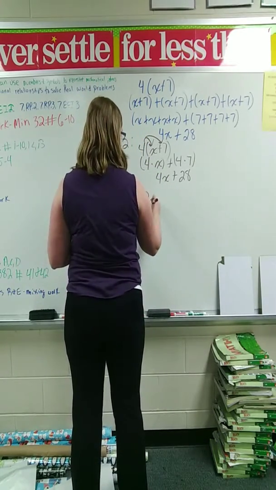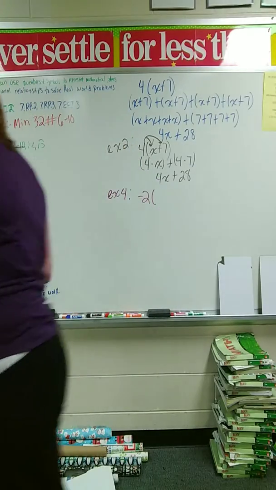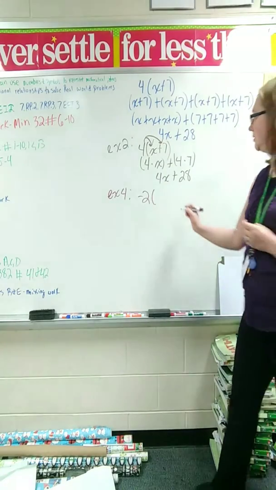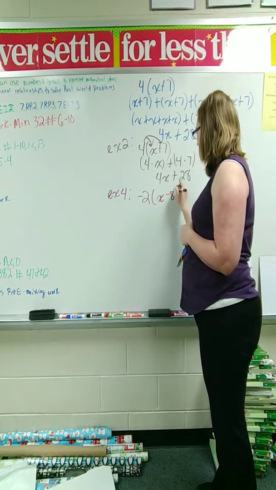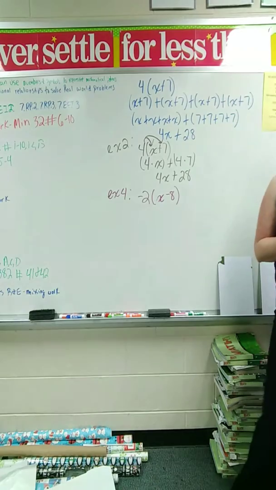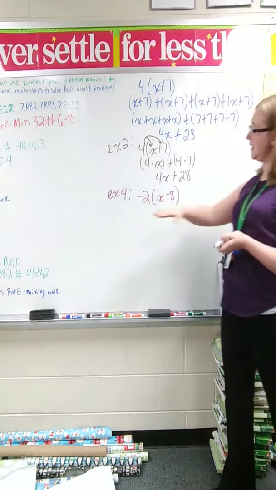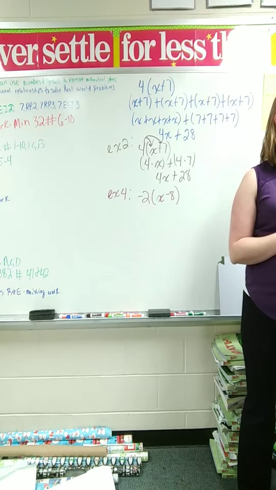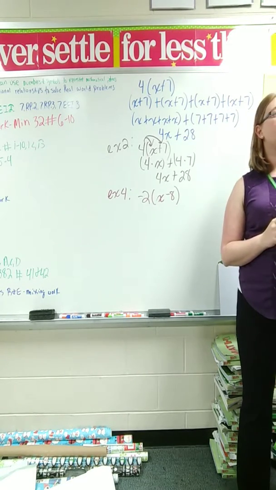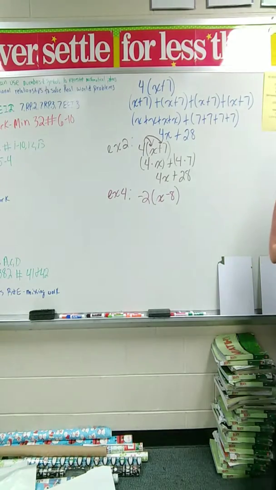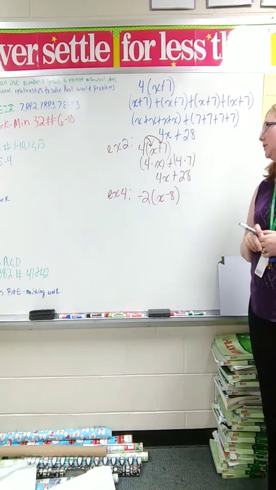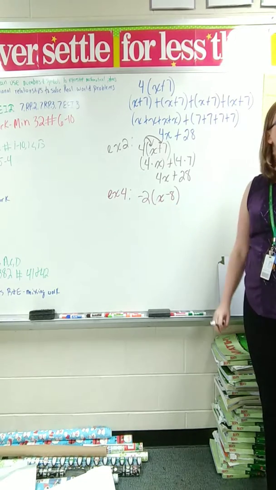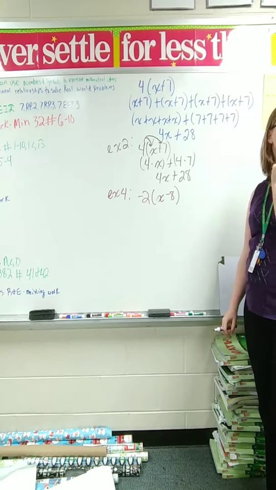That says that I have negative 2 times the quantity x minus 8. What is different about this example compared to this one? What's different about those two examples? Let's raise a hand. What's different between them? Yes, ma'am. The 2 is negative. So we have a negative 2 this time. Yes. And there's a negative 8.